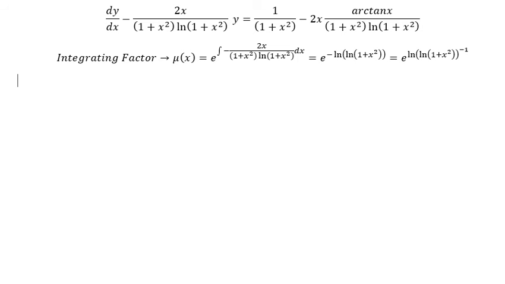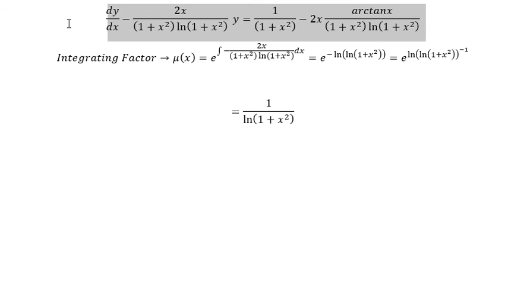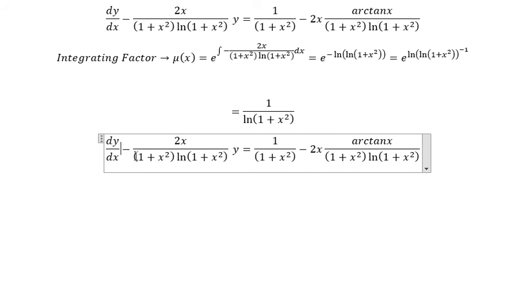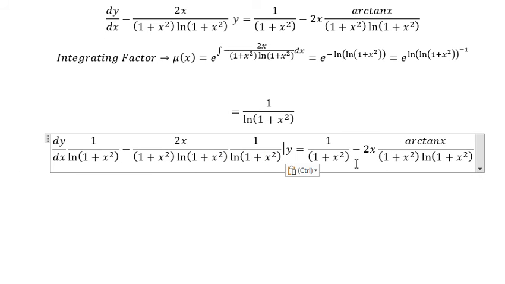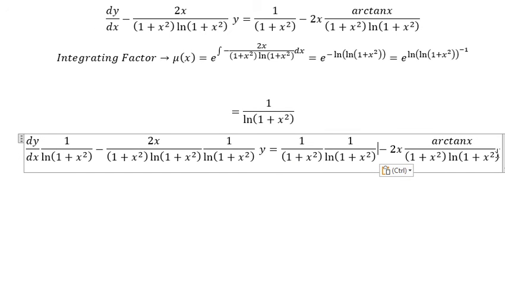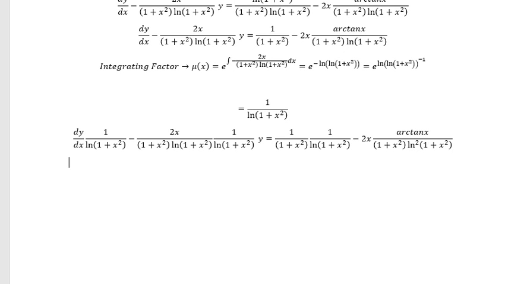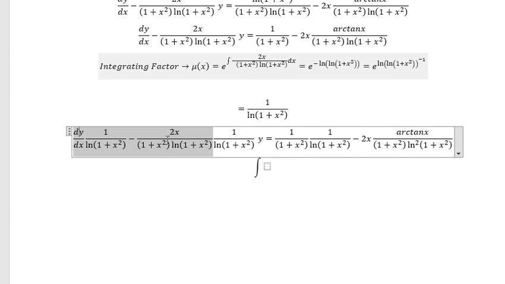So this one we will have 1 over ln of 1 plus x squared. That means we multiply both sides by this one. Next, I will put the integration for both sides.